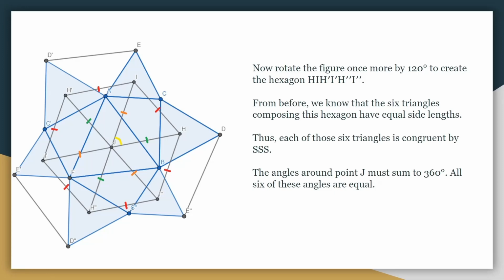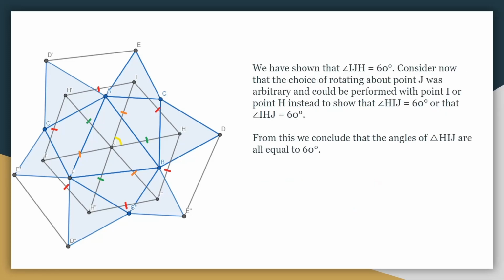Since the 6 triangles meeting at this point are congruent, these 6 angles have equal measure. So to find the measure of one of those angles, such as angle IJH, we divide 360 degrees by 6 to get 60 degrees.